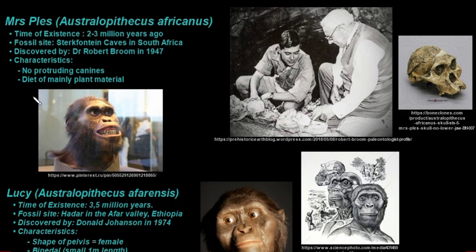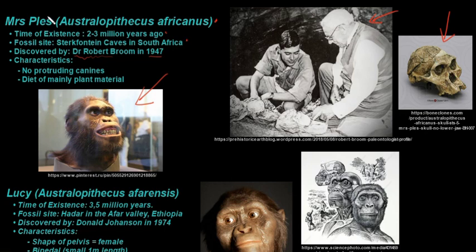Next is Mrs. Ples, also Australopithecus africanus, time of existence 2 to 3 million years ago. Now this one forms part of the Cradle of Humankind because it was found in the Sterkfontein caves in South Africa, and it was discovered by Dr. Robert Broom in 1947. This is him over here. And the characteristics here: non-protruding canines, and a diet mainly of plant material. So this is a reconstruction of Mrs. Ples. This is the skull. I think this is actually a cast of that skull of Mrs.